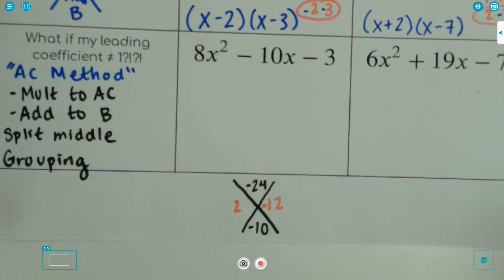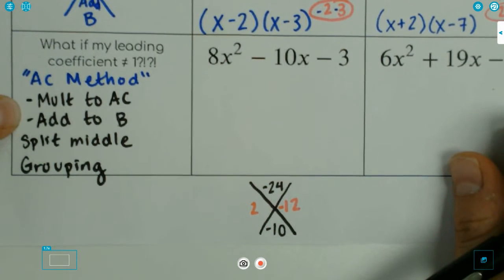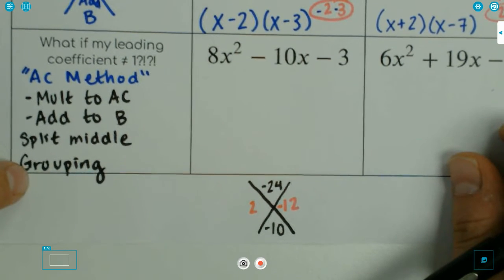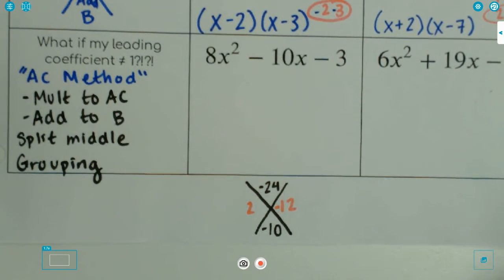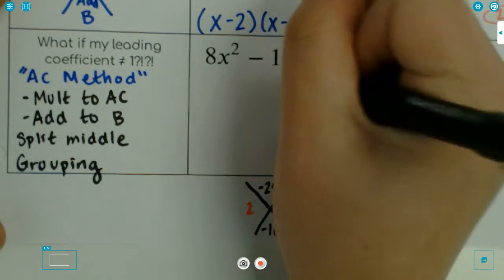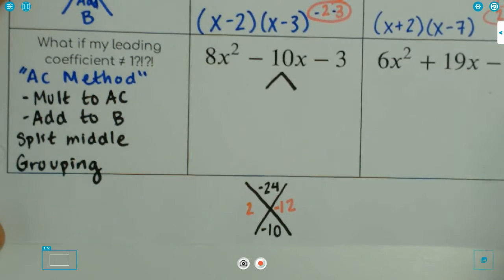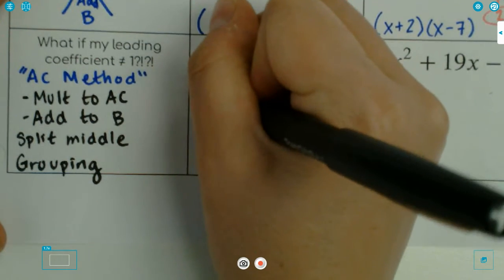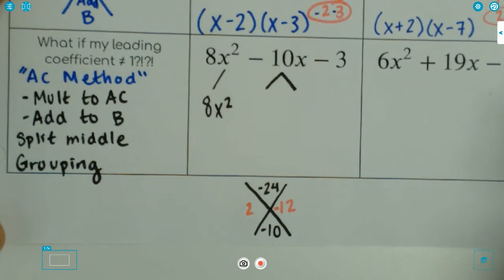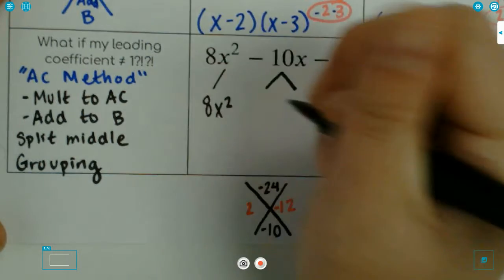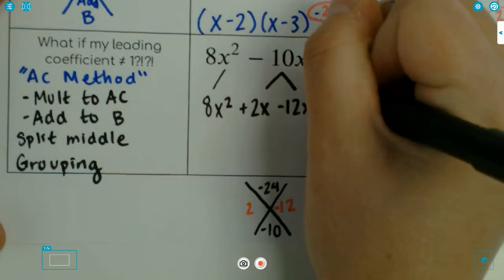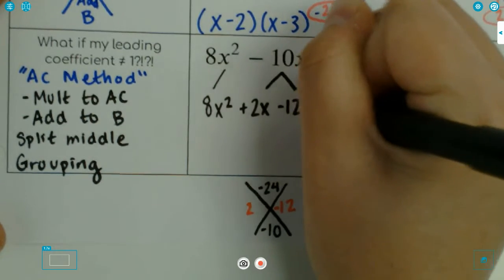So that is this first step. Find two numbers that multiply to AC, add to B. Now we use those two numbers to manipulate our polynomial and rewrite it. All we're doing when we're rewriting it is splitting up this middle term. So 8x squared stays the same. And then we've got plus 2x minus 12x. And we still have minus 3.